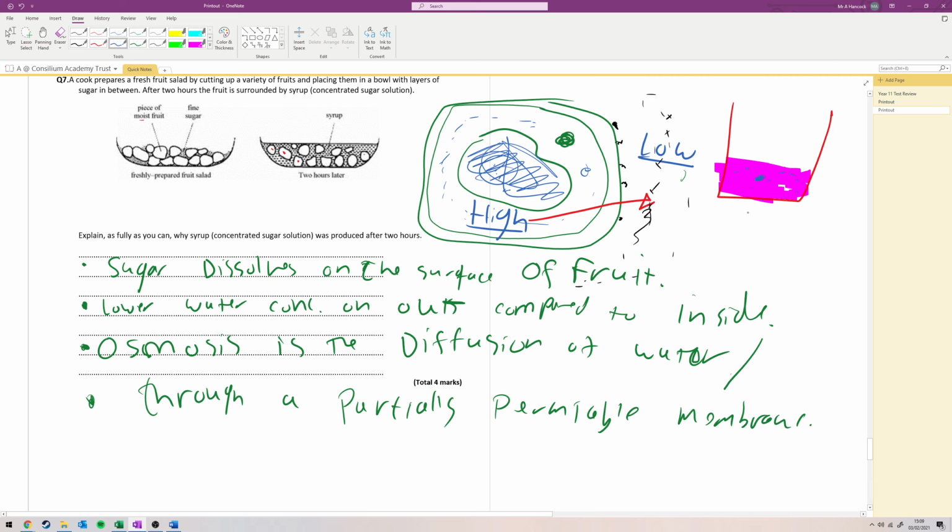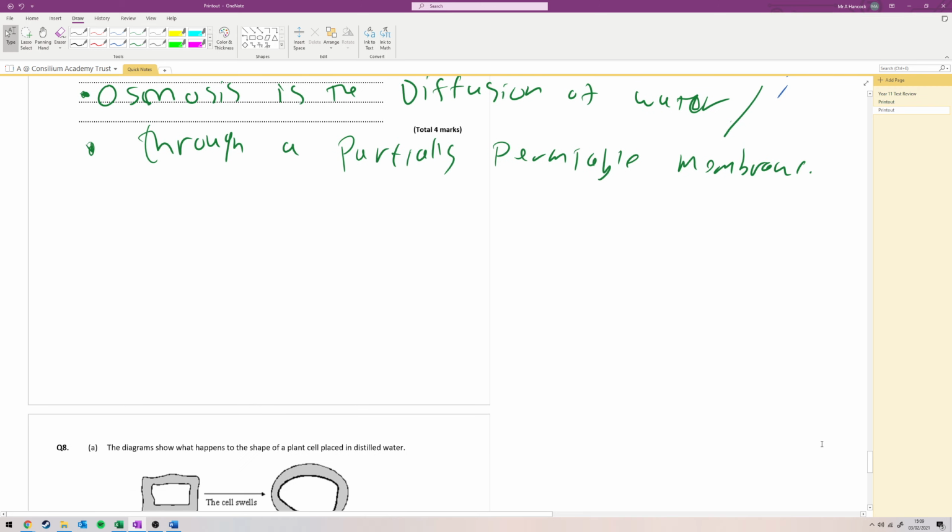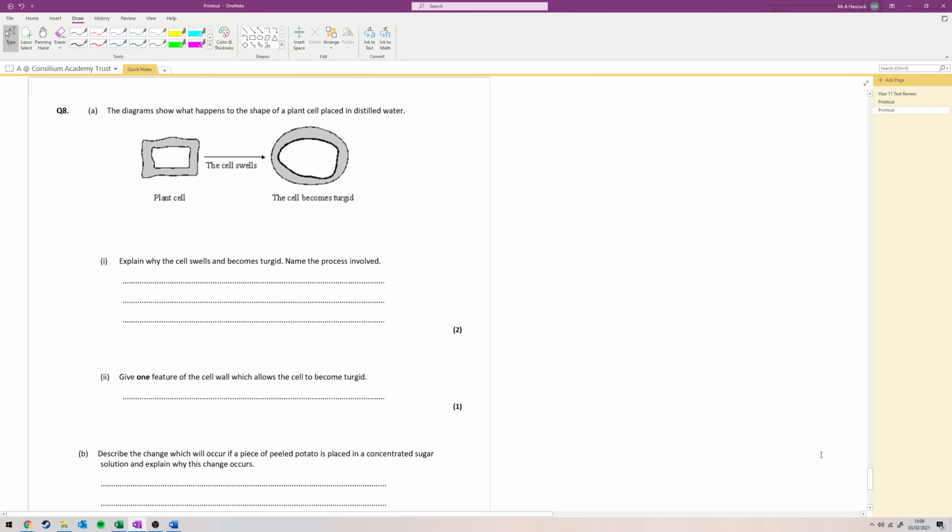Now osmosis is when water has to move through that, didn't work. I will do a dotted line. When your water has to move through a partially permeable membrane. So here's my water, and it has to go through something like a cell membrane. Okay, that is called osmosis. And we will go down a little bit, scroll. Question 8. The diagram shows what happens to the shape of a plant cell when it is placed in distilled water.